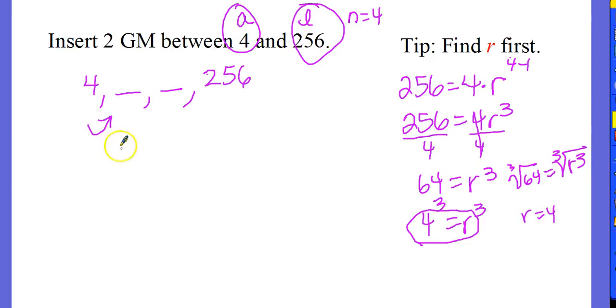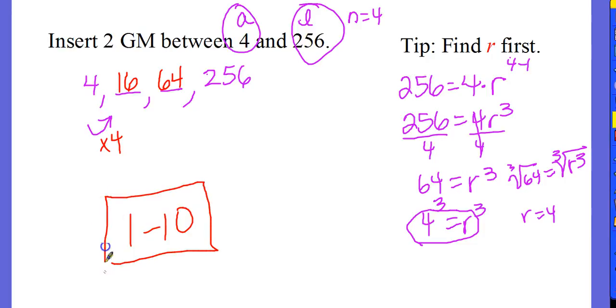So here's what we know. We can multiply times 4 over and over again. 4 times 4 is 16. 16 times 4 is 64. So that's finding geometric means. So your homework tonight is just to do 1 through 10, no summary.